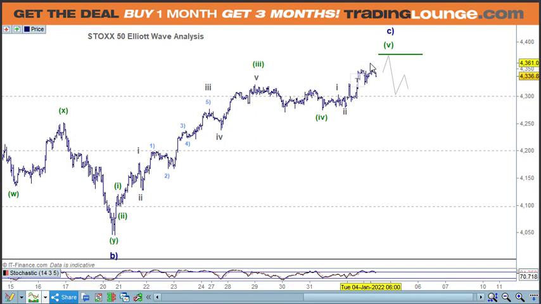So the third wave here somewhere, and then a fourth wave, and then a fifth wave here. So we're kind of looking for something like that, but you can work on that if you like. But once that high comes in, you won't know that until it pulls back, and you'll go, well, that must be the high, simple as that.